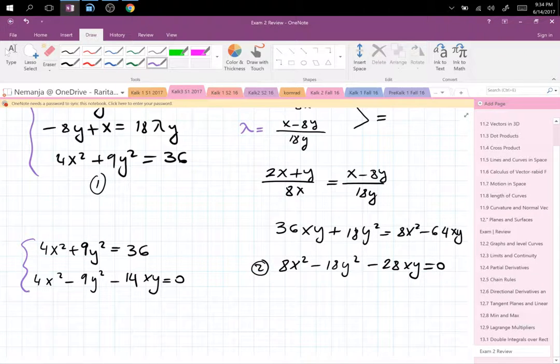Where did you get that second equation? Which second equation? It's half of the second equation. 2, 9, and 14. 4, 9, 14. Drive it to, yes. Negative 64xy on one side and 36xy on the other side. Oh, they add to 100.